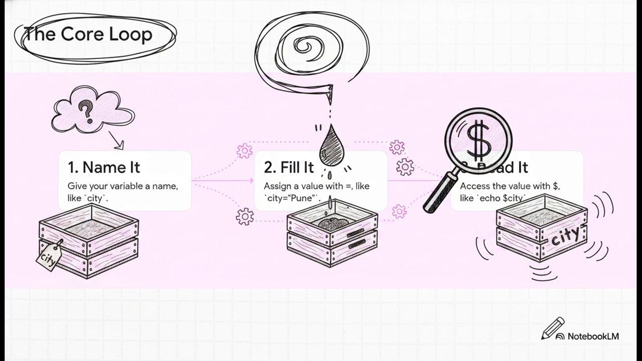Step 2, you put something in it using an equals sign. Now listen up, because this is the #1 thing that trips people up. There can't be any spaces on either side of that equals sign. It has to be city=Pune, all squished together. And finally, step 3, to see what's inside the box, you just put a $ sign in front of its name, like echo $city. That's the whole pattern. Name it, fill it, and read it.